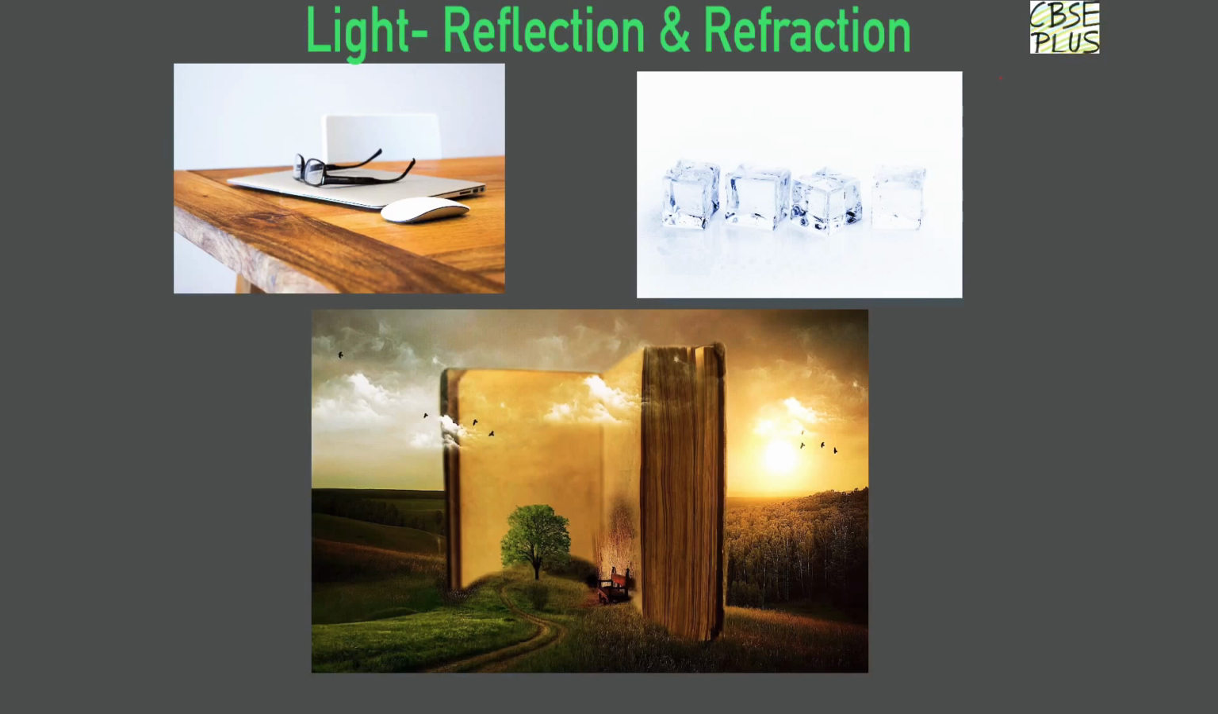The second one is translucent. It is a medium through which light propagates partially. Partially means not fully. Some portion of light can pass, but some portion of light cannot pass. For example, paper, ice cubes, etc. Then we have opaque. It is a medium through which light cannot pass or light cannot propagate. Examples are wood, metal, book, etc.